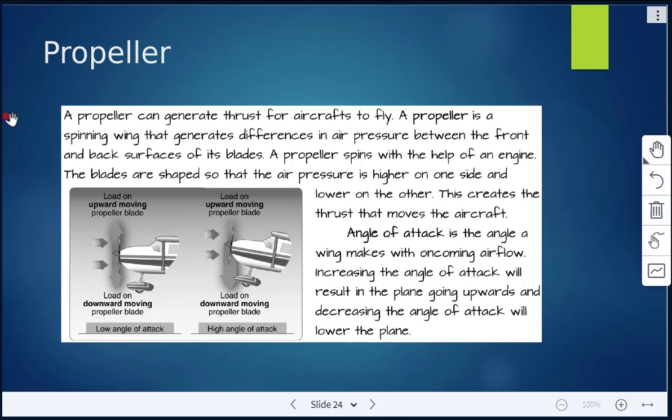The propeller generates enough thrust for aircraft to fly. It's that spinning wing. That's the propeller. It'll generate differences in air pressure between the front and back surfaces of the blades. It will spin with the help of an engine, and the blades are shaped so that air pressure is higher on one side and lower on the other side, and that will help create thrust that moves the aircraft.